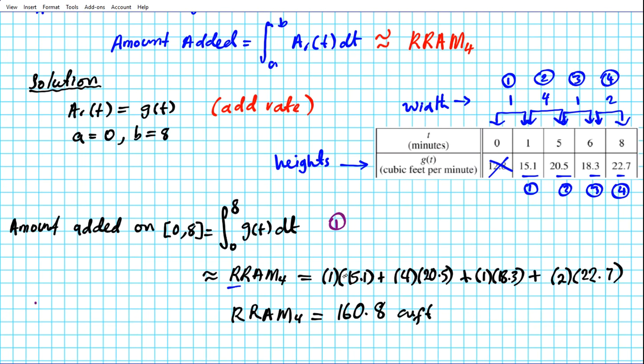And then secondly, if you have the right Riemann sum, this piece right here, if you have that accurately written down, that's another point. And then lastly, if you plug it into your calculator correctly and you come out with the final answer, the approximation, that's another point. This question is for a total of 3 points.